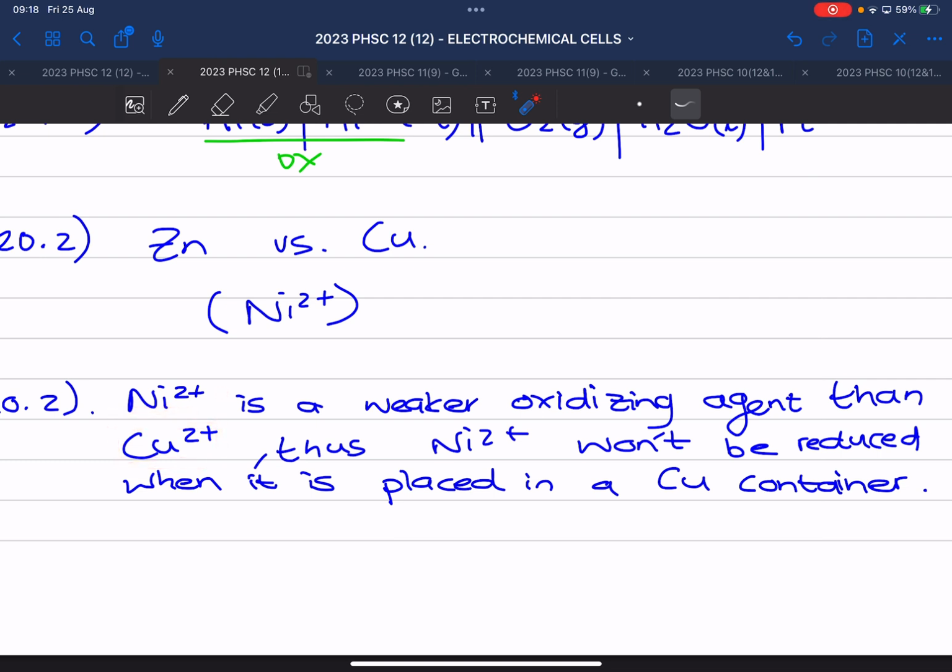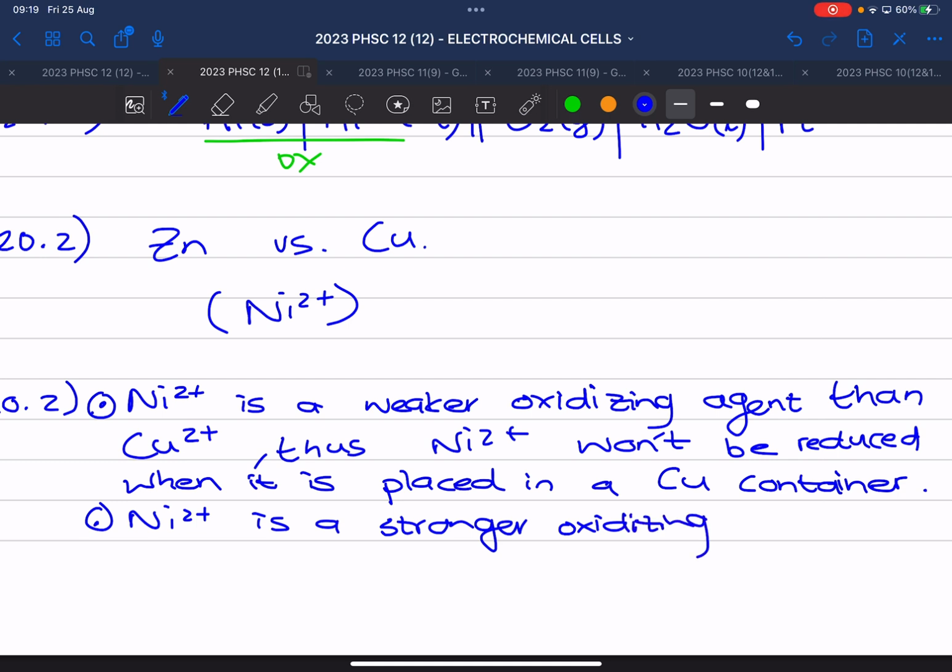Okay? But they say we must compare it with zinc as well. So I'm not going to just stop there, because I think this counts 4 marks. So you must mention more. Now I'm going to compare nickel with zinc. So I'm going to say zinc ions is a stronger oxidizing agent than zinc.